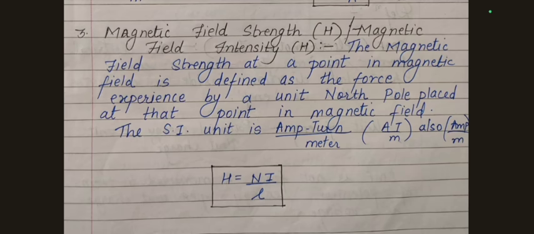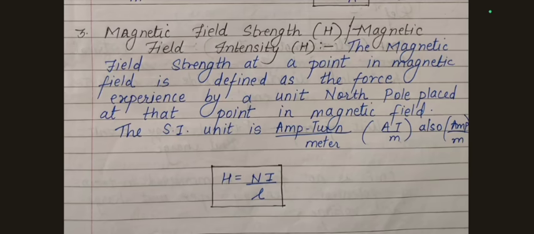Just remember what I'm saying, and you will be able to write everything in the exam if such a question arises. Now, what is the SI unit of magnetic field strength? It is ampere turn per meter. Before going to the SI unit, let us see the formula. Magnetic field strength is denoted by H, and its formula is N into I by L. You have to remember this.